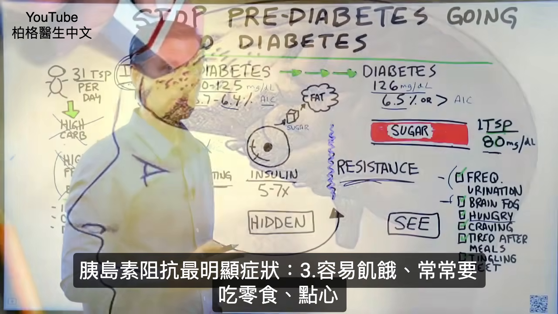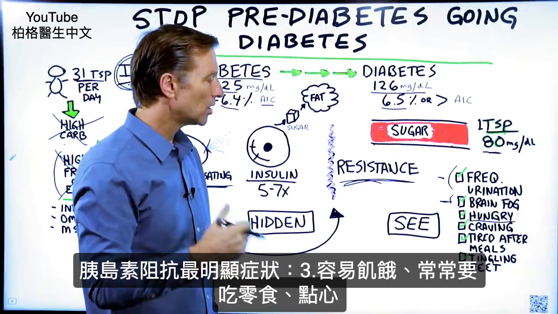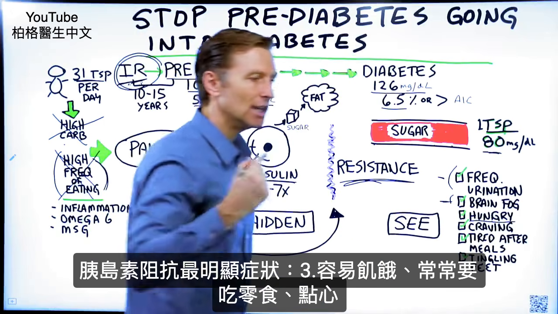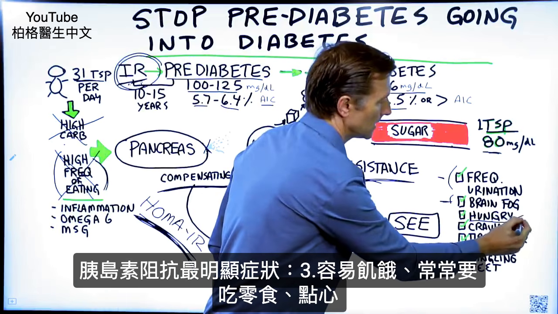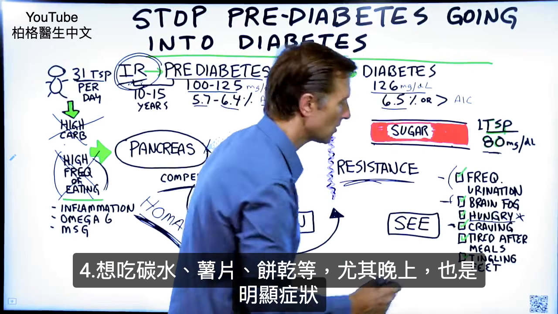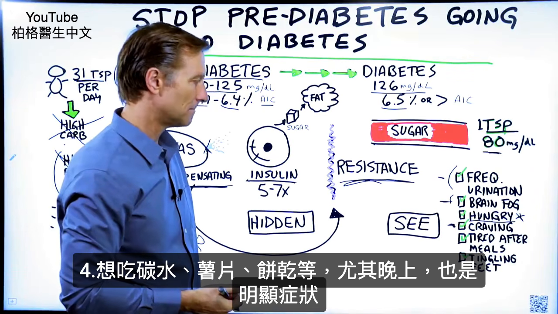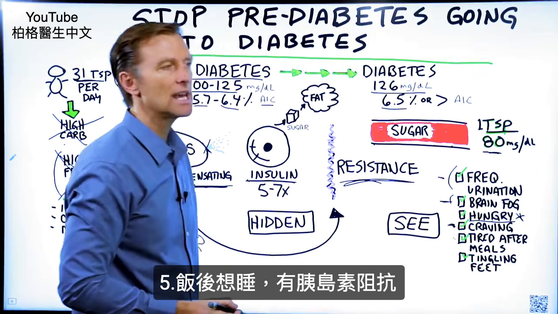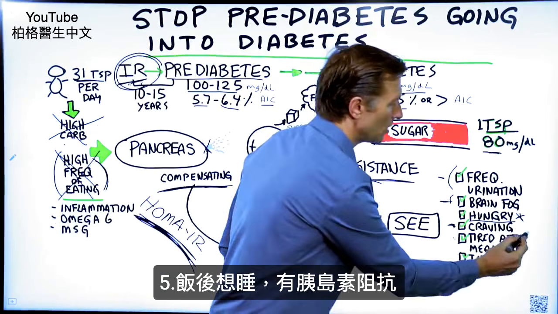But here's the big symptom right here to know that you have insulin resistance. You cannot go a long period of time without getting hungry. You need a snack between meals. You need a snack at night. This is probably the big one. Craving for carbs is a big one, or chips or some type of cracker, especially at night, is a big symptom. Tired after eating. You want to take a nap after your lunchtime. We know you have insulin resistance.